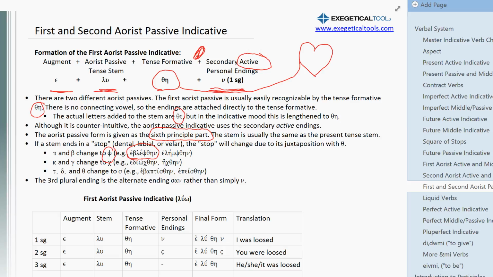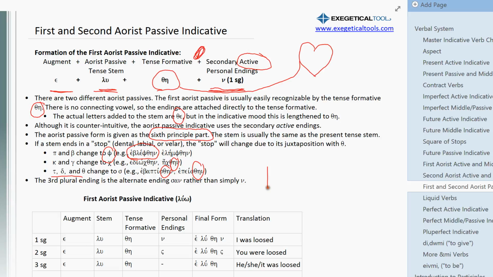And with the kappa and gamma, they're going to change to chi, ediocthane, aechthane, and then tau, delta, and theta down here are going to change to a sigma. So instead of ebaptisthane, which is kind of hard to say, ebaptisthane is a lot easier to say. Epasthane. So what you do notice is that the theta eta is still here in all of these cases, so you can still recognize that it's aorist passive. But what you need to remember is that that last letter before the theta may have changed.